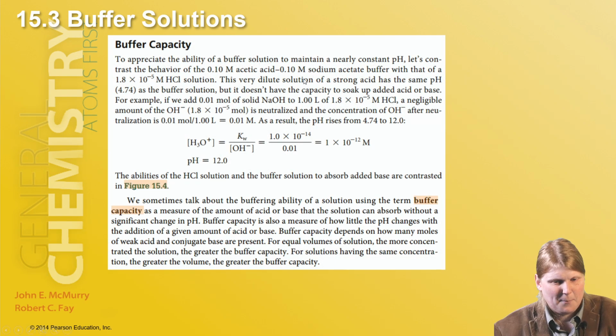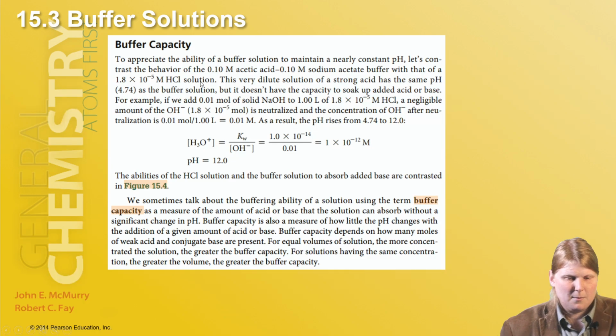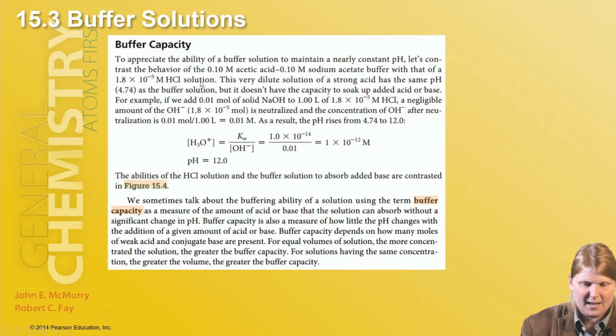Like I say, the capacity of a buffer has to do with how close you are to the pKa with your set pH, but also the relative ratio of the weak acid to the weak base. You want to have those be about 1-to-1, and you want to have a lot of them. You know, the more you have of them, the more capacity it has.